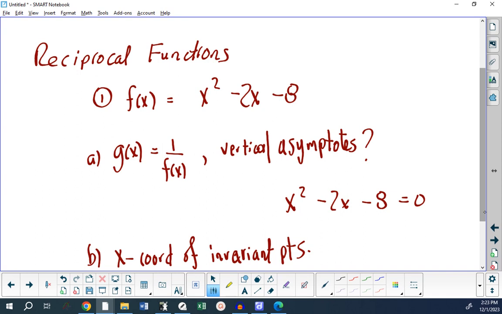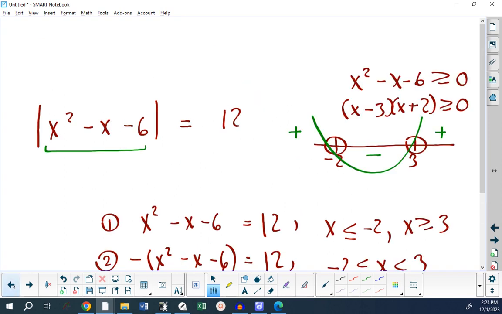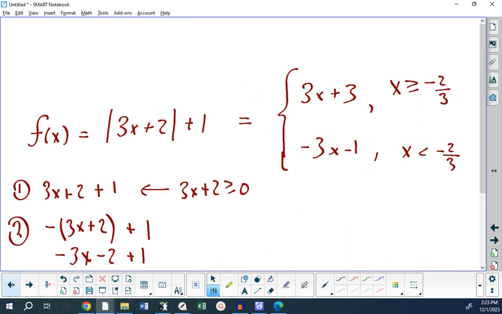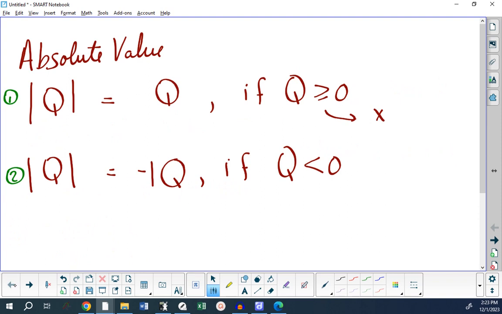What are there usually? Around 20 questions in part A, and then a written response. Out of those 20 questions, 2 or 3 would be reciprocal. Absolute value, there's more meat to that. Maybe 4 or 5 absolute value things, whether it's piecewise or absolute value equations. Maybe 3 or 4. The rest is all about radicals.